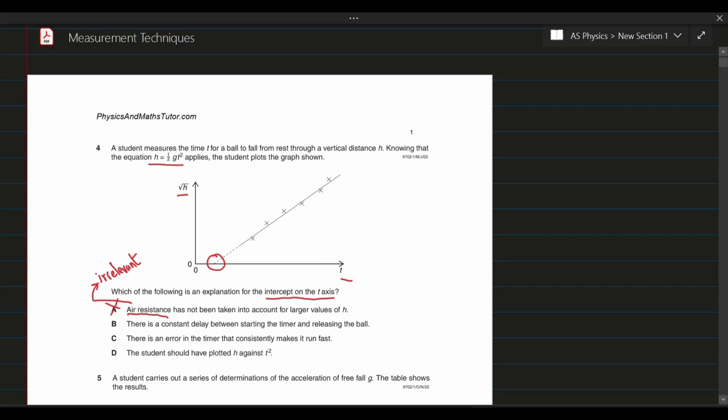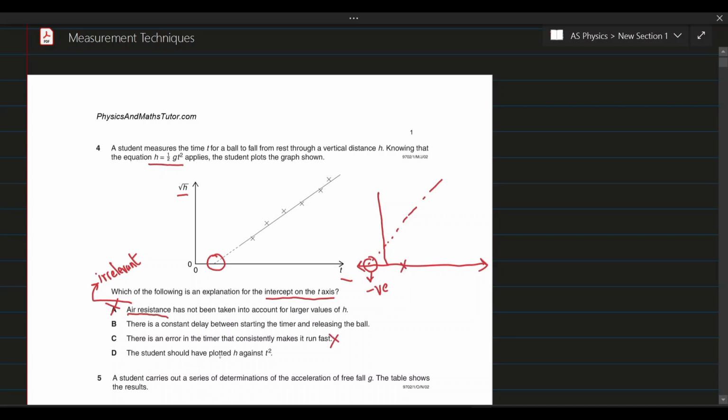There is an error in the timer that consistently makes it run fast. If there would be an error in the timer, we would have a graph like this. The intercept would have been on the negative axis, not on the positive axis. So this option is also not correct.